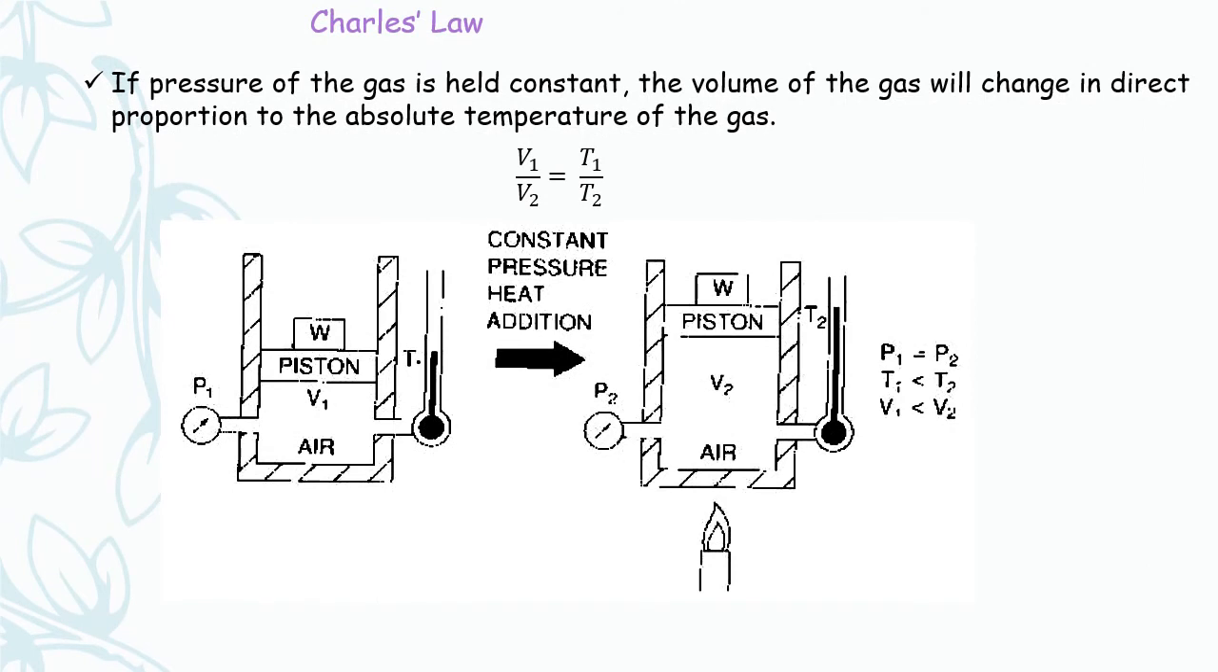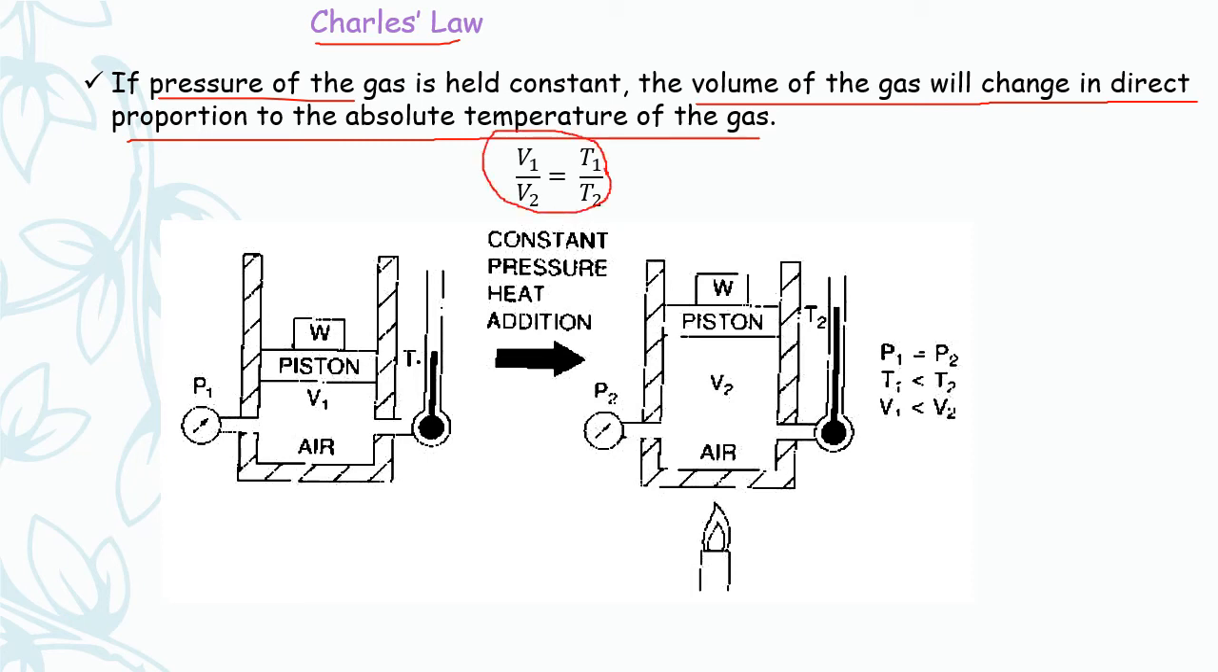So the next one is Charles law. In the case of Boyle's law, temperature was kept constant. Now in the case of Charles law, the pressure of the gas is held constant. When the pressure of a gas is held constant, the volume of the gas will change in direct proportion to the absolute temperature of the gas. So the equation of Charles law is given by V1 upon V2 equal to T1 upon T2.